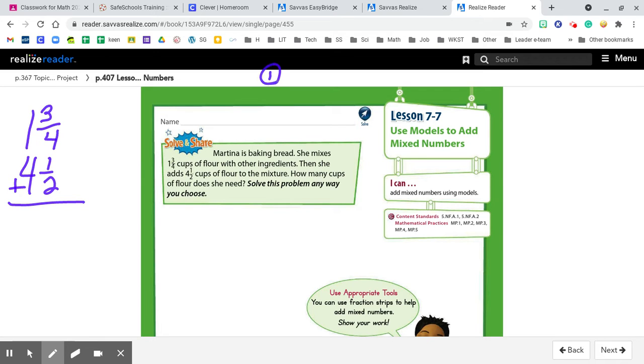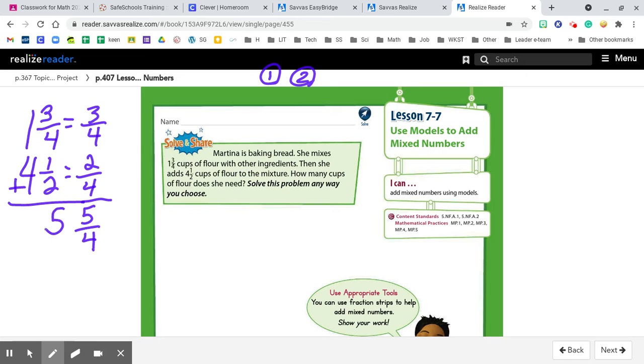Are the denominators the same? No. Can one denominator go into the other? Yes. So I can leave this guy alone and turn this guy into fourths. And I'm adding. So 3/4 plus 2/4 is 5/4. When I add my whole numbers, 4 plus 1 is 5. But I'm not done there because I need to rename this in lowest terms.